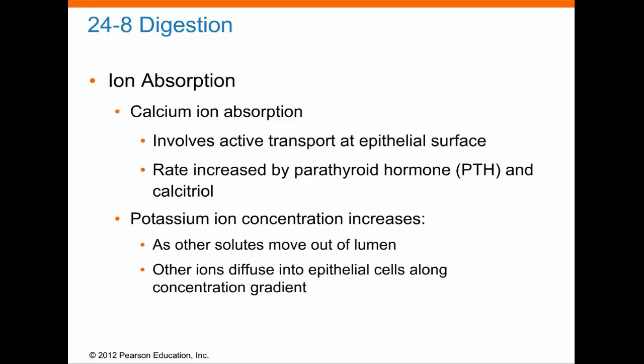Calcium ion absorption, another important ion involved in muscle contraction, involves active transport at the epithelial surface, and its rate is increased by the parathyroid hormone. The parathyroid sits just up at your neck level, and calciferol. Potassium ion concentration increases as other solutes move out of the lumen, and then other ions diffuse into the epithelial cells along the concentration gradient.